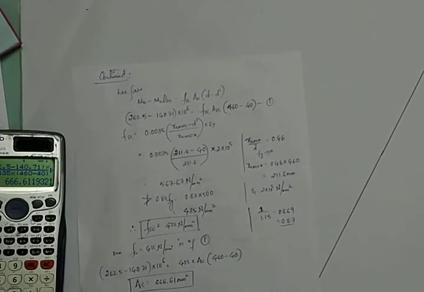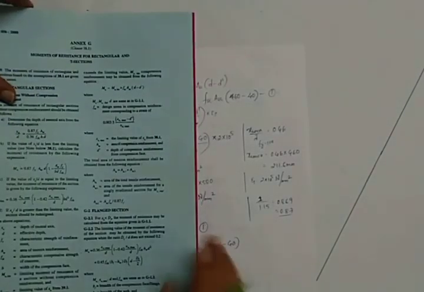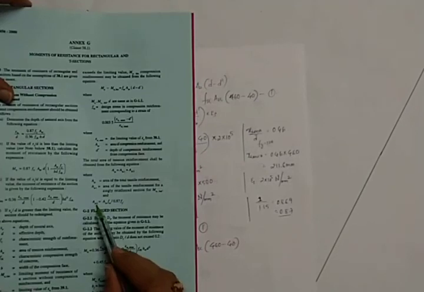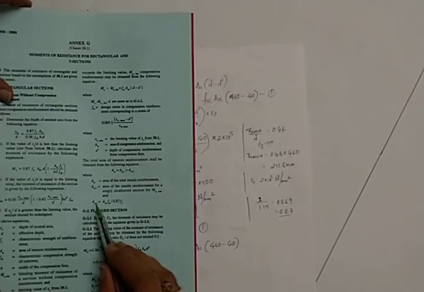Next we have to calculate tensile reinforcement as well as total reinforcement. To calculate that, again refer to code book page number 96. We have a formula to calculate AST2. We have ASC, FSC and FY. By knowing this we can calculate it.